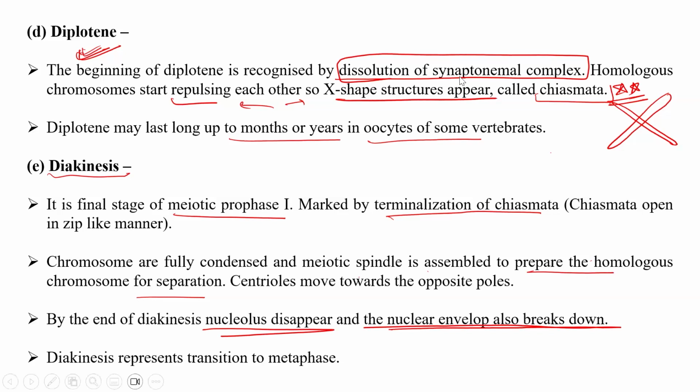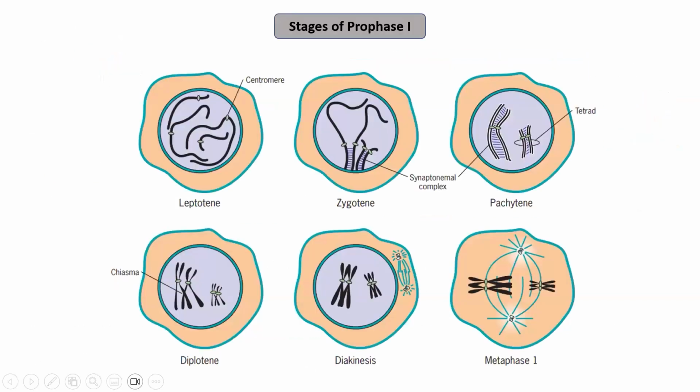So now the cell is preparing itself to separate the homologous chromosomes. By the end of diakinesis, which is the final stage of meiotic prophase 1, the nucleolus disappears completely and the nuclear envelope also breaks down, which will further facilitate the separation of the homologous chromosomes from each other. Now, diakinesis represents the transition to metaphase. So after this, the next stage is the metaphase.